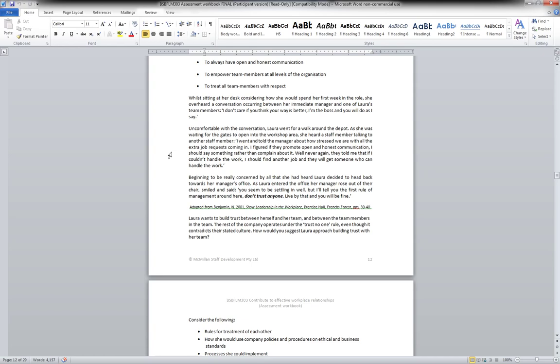"I don't care if you think your way is better. I'm the boss and you will do as I say." Uncomfortable with the conversation, Laura went for a walk around the depot. As she was waiting for the gates to open into the workshop area, she heard a staff member talking to another staff member. "I went and told the manager about how stressed we are with all the extra job requests coming in. I figured if they promote open and honest communication, I should say something rather than complain about it. Well, never again. They told me that if I couldn't handle the work, I should find another job and they will get someone who can handle the work."